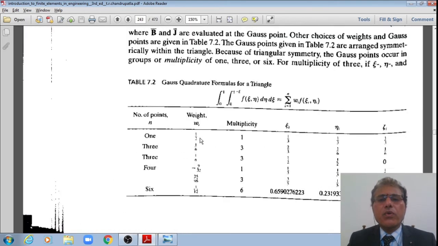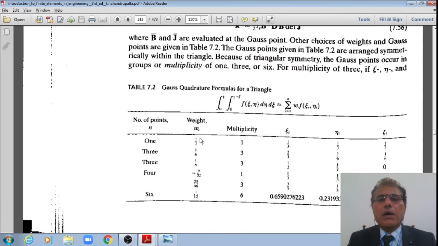That is how you may use this. If you are using other than 3 sample points, then you may use 4 sample points using this weightage and this multiplicity. And if you are using 6 sample points, then that is how the weightages and multiplicities are possible.